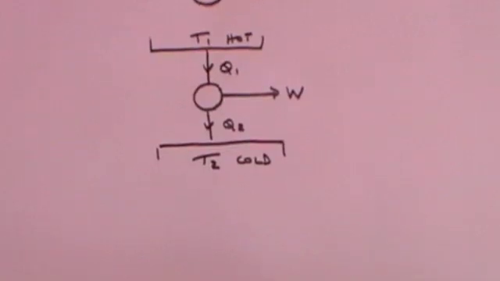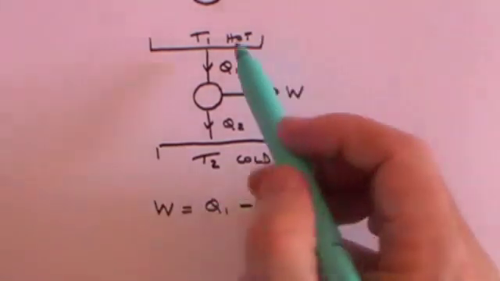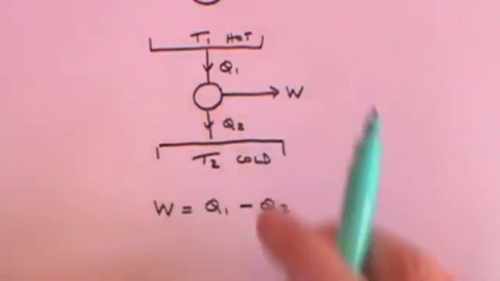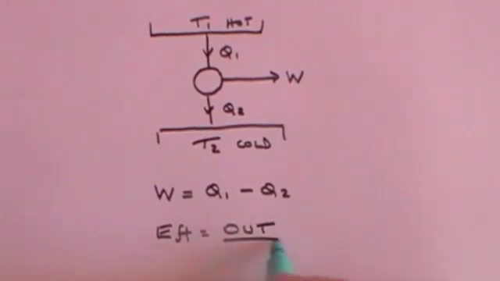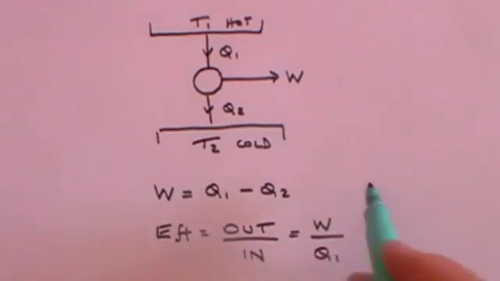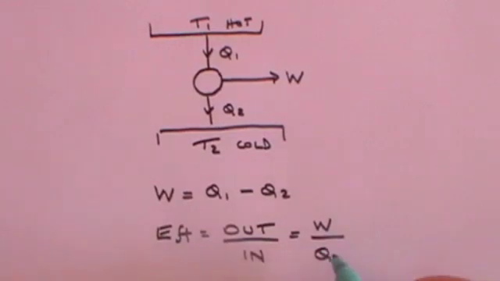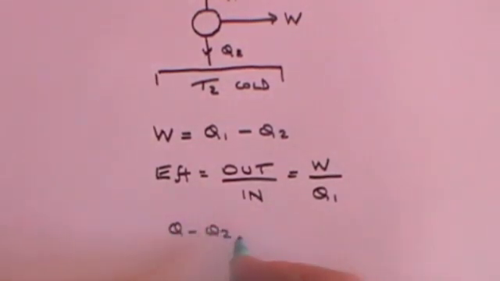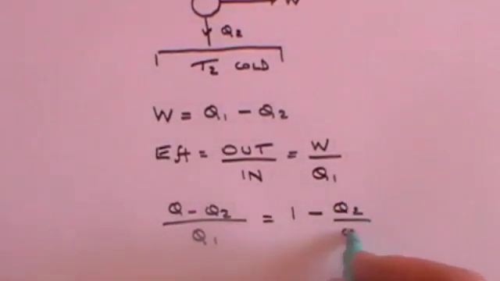Well, how efficient is it? Well, we can see that the work that you get out of this engine is equal to Q1 minus Q2. In other words, it's the difference between the heat that goes into the engine and the heat that comes out. The difference is converted into work. And the definition of efficiency is essentially what comes out divided by what goes in. Well, what comes out is work, and what goes in is Q1. Q1 goes into the engine, work comes out. So the efficiency is W over Q1. Well, W over Q1, W is Q1 minus Q2, and Q1 is Q1, and so you end up with the efficiency being 1 minus Q2 over Q1.